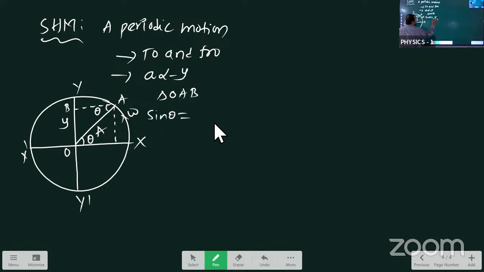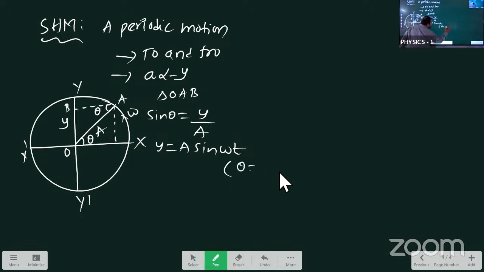From triangle OAB, sin theta equals opposite side by hypotenuse, that is y by A. So y equals A sin omega t. How? y equals A into sin theta, theta equals omega into t, since angular velocity equals angular displacement by time. This is equation 1. Differentiation.